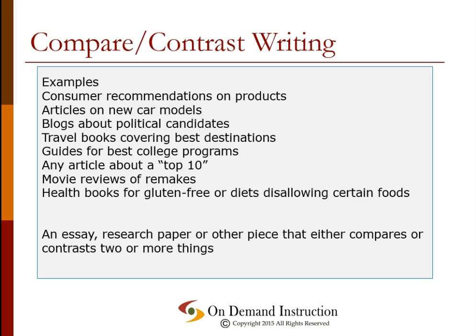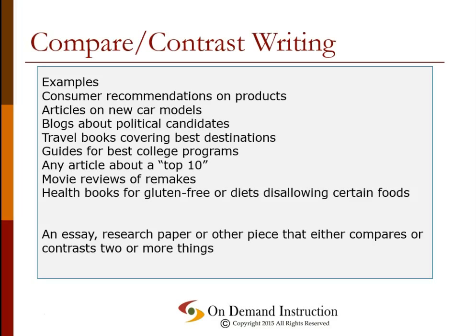Any kind of articles on new car models, or new models of anything, are going to be reviewing different kinds of models that are coming out. Let's say you've got an article that's looking at the 3 best sports cars of the year. That article is going to be either comparing those 3 sports cars or contrasting them. It might be interesting to have an article contrasting them, showing how they're different, showing in which ways those 3 different cars are better than each other.